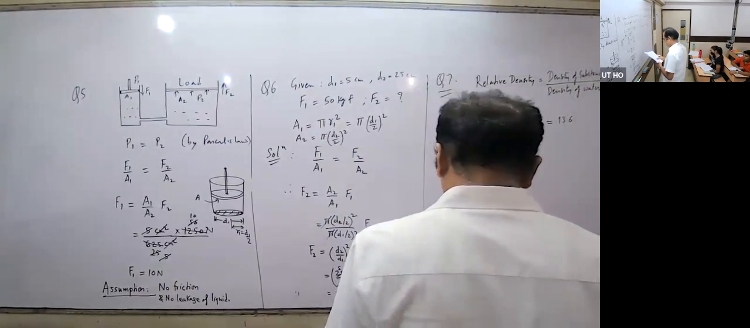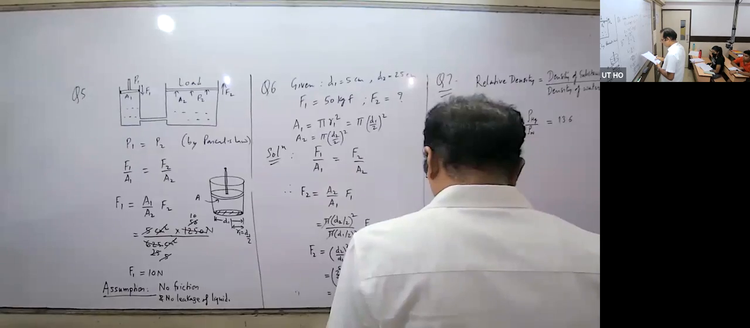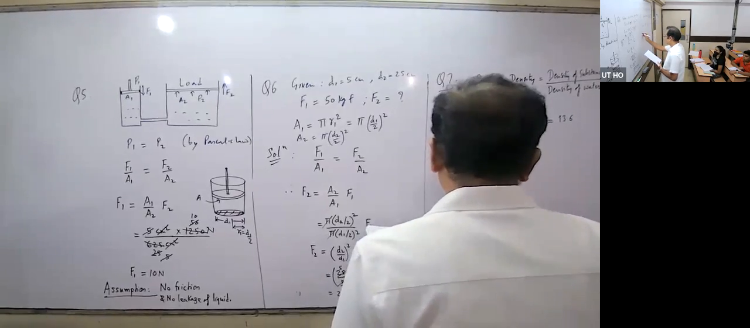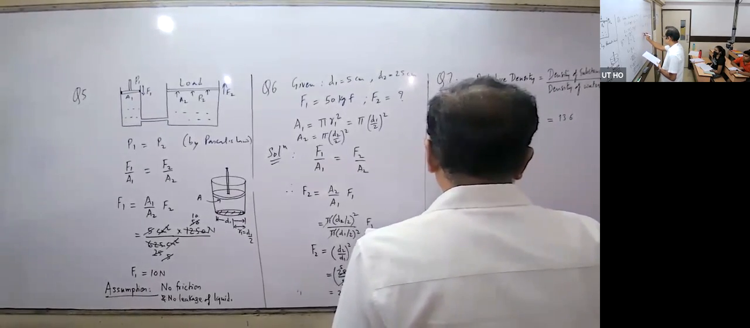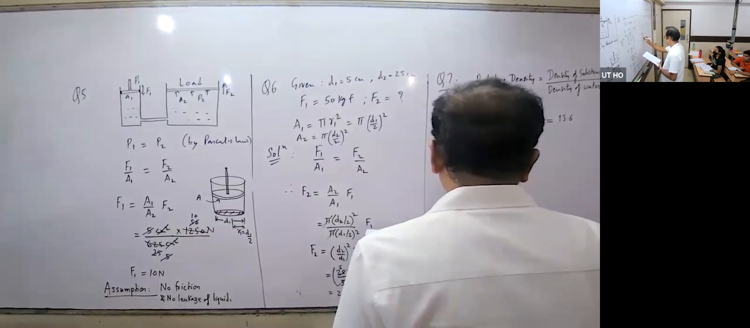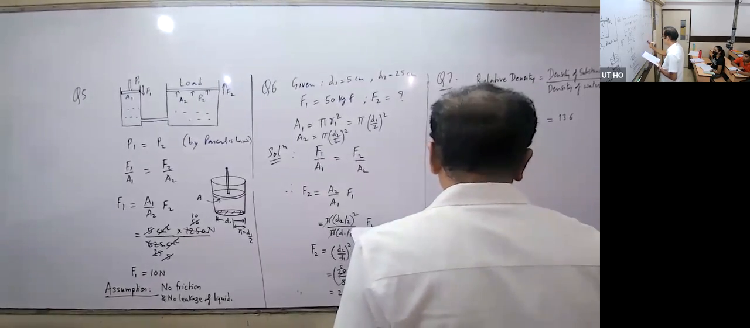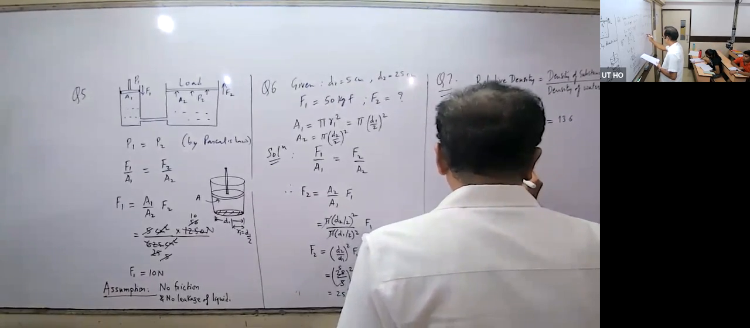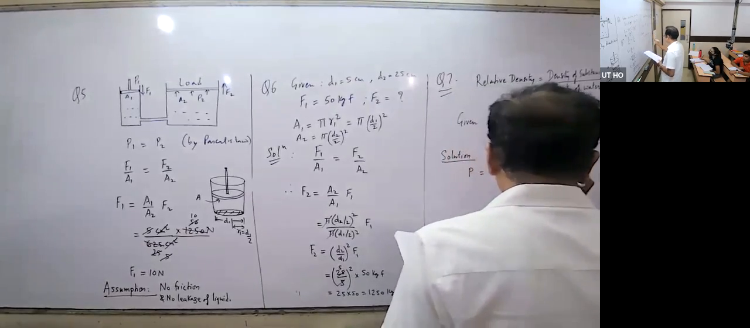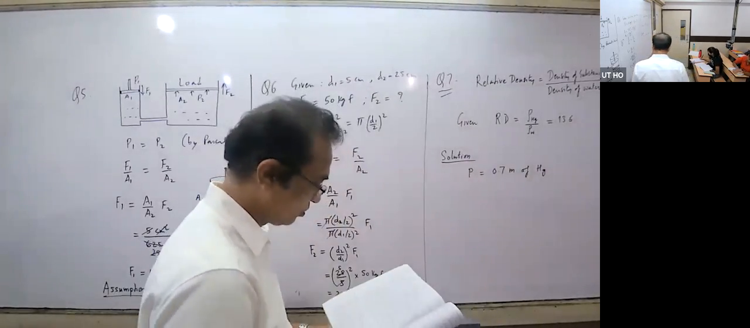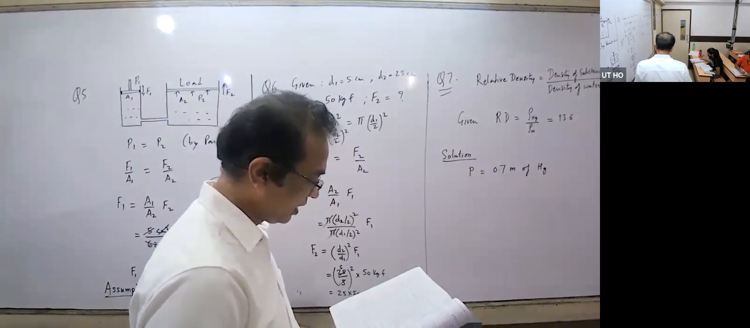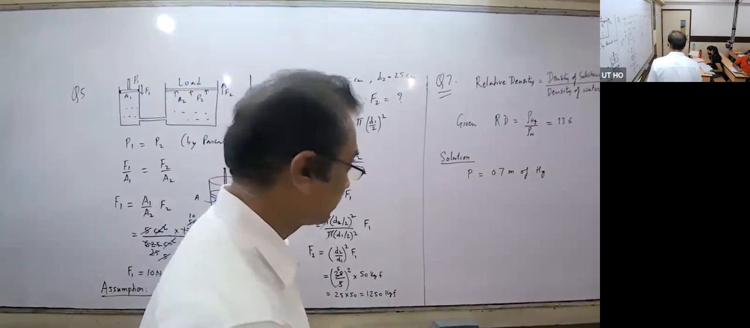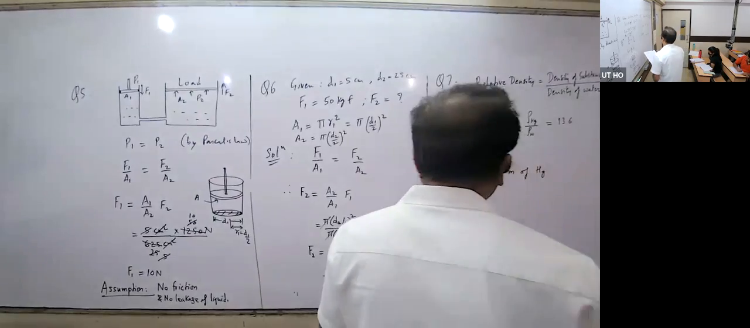Now, what do you have to find out? The mercury barometer records a pressure of 0.7 meter of Hg. Given P is equal to 0.7 meter of Hg. What would be the height of water column if the mercury barometer is replaced by water? So how much is this now?